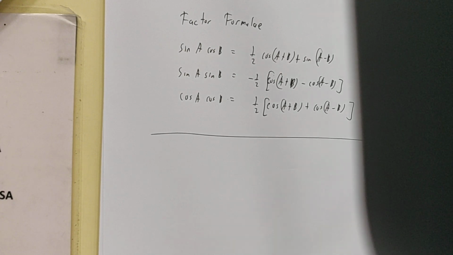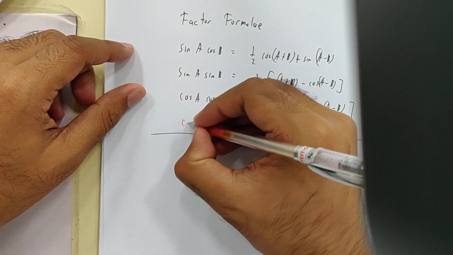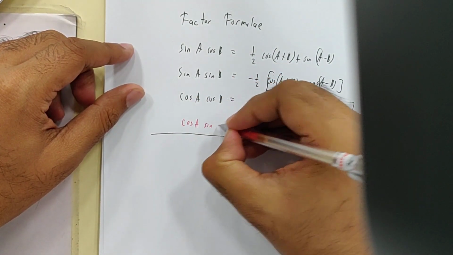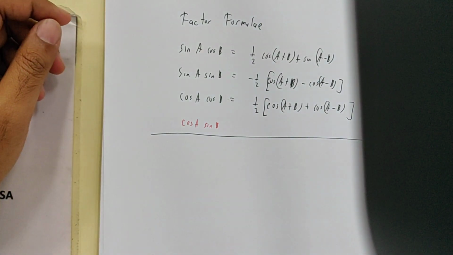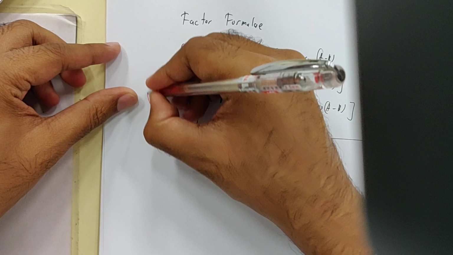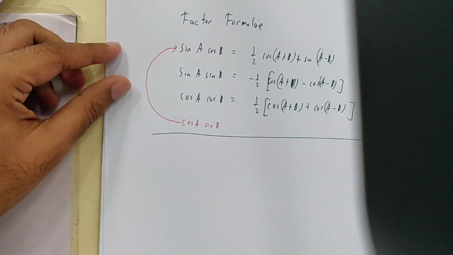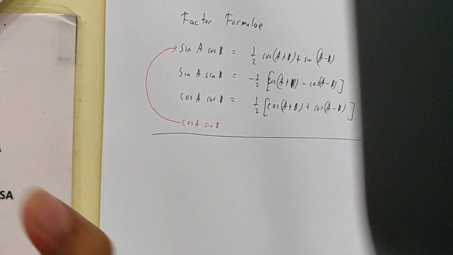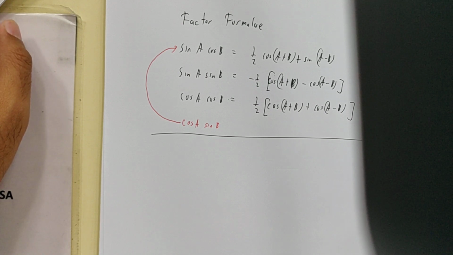So these are the three factor formulae that you will get. Let me ask you a question. What should you do if you got yourself something like this? Cos A sin B is identical to this one here. Just switch the place, switch the alphabets, and you get the same thing.